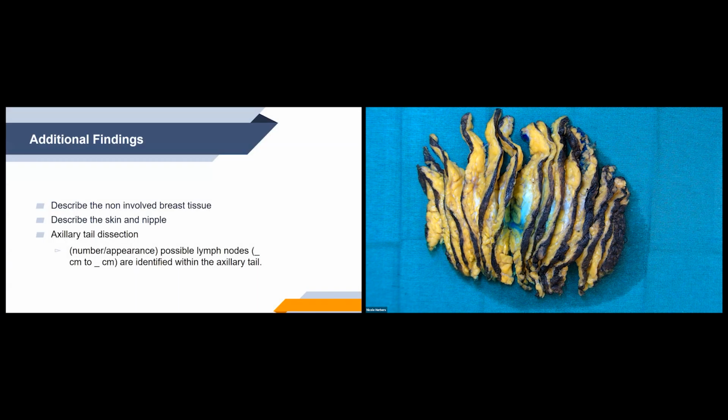So we also want to talk about our additional findings. So we'll want to describe the non-involved breast tissue, describe the skin and the nipple, and describe the axillary tail if we have it. So within the axillary tail, we would be expecting to find lymph nodes. So we want to mention how many we're finding and what their size range is.